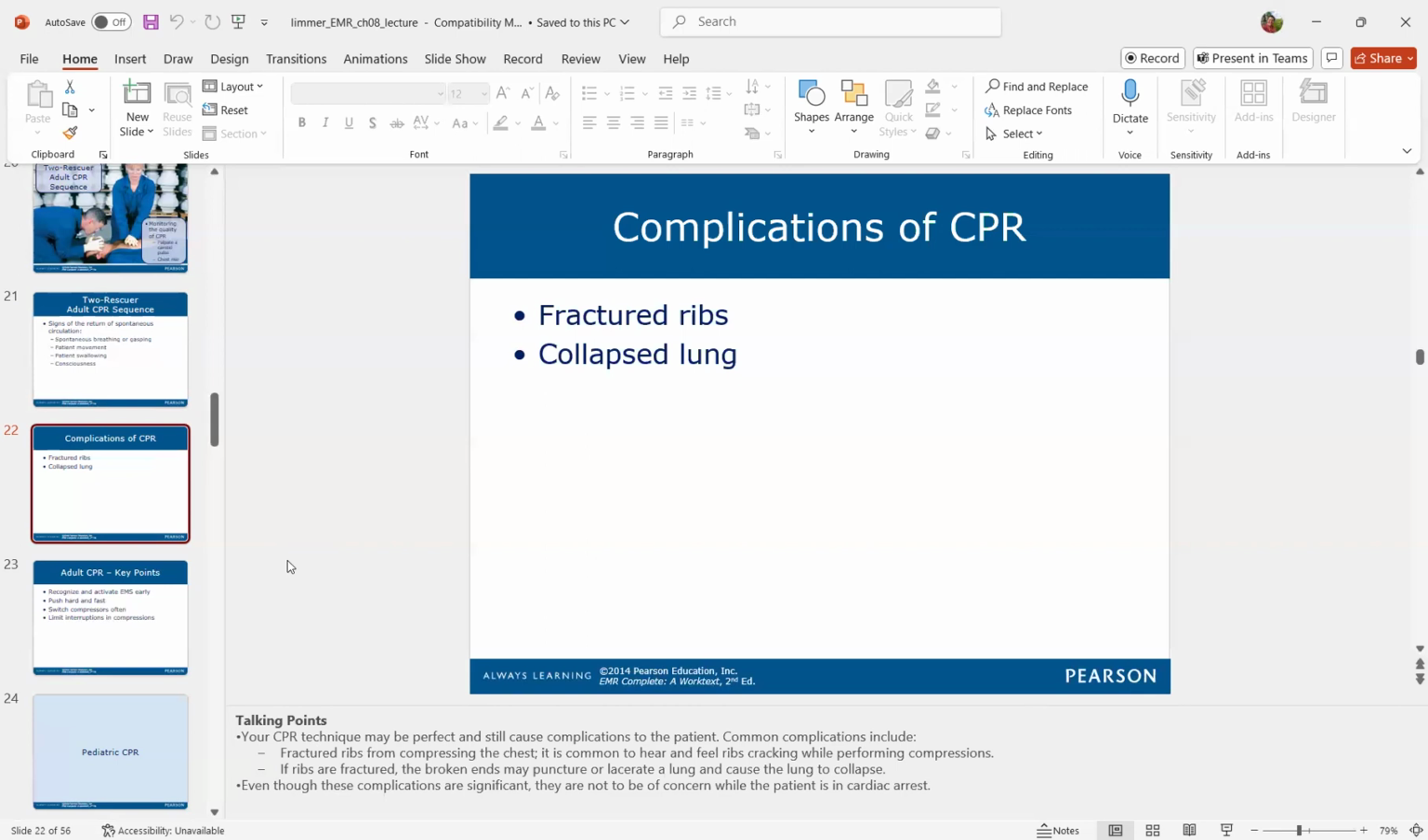If the ribs are fractured, the broken ends may puncture or lacerate a lung or cause a lung to collapse. That's a thing too. But how are we going to know while we're doing this? We've got to do compressions to get the heart started again. So it's this inevitable chain of things that could happen. Even though the complications are significant, they're not the concern while we're doing compressions on somebody in cardiac arrest, because we're trying to get the heart to start.